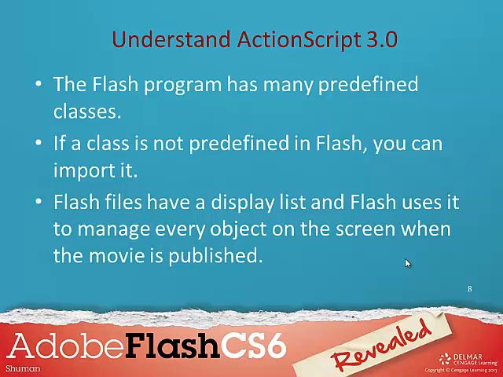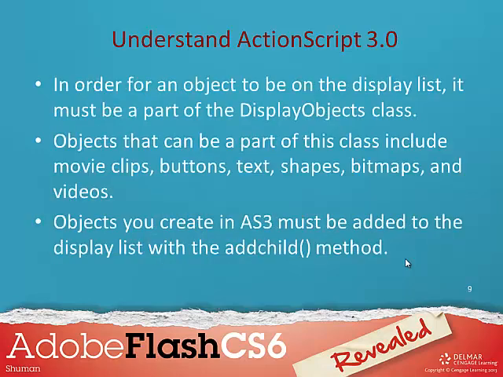Flash files have a display list. The display list is transparent to the user, but Flash uses it to manage every object on the screen when the movie is published. In order for an object to be on the display list, it must be part of the Display Objects class. Objects that can be part of the display list include movie clips, buttons, text, shapes, bitmaps, and videos.